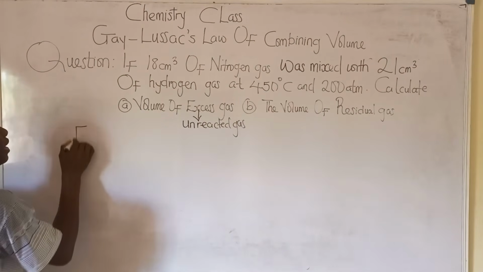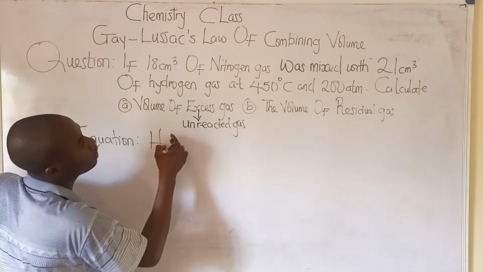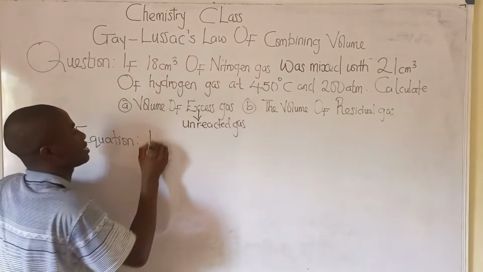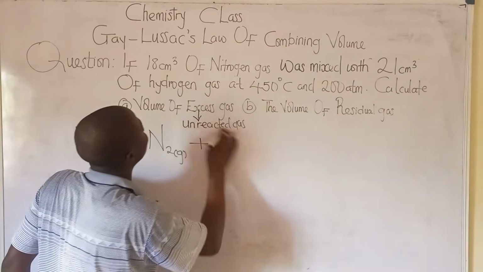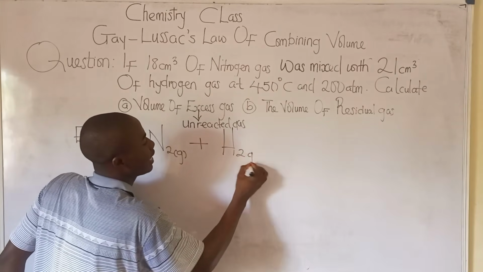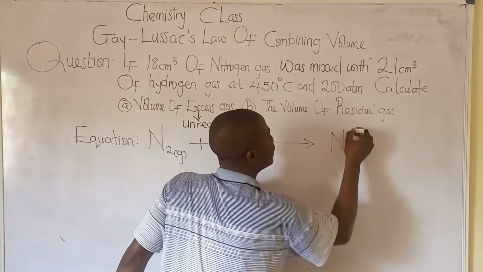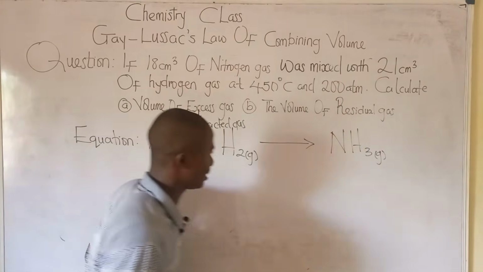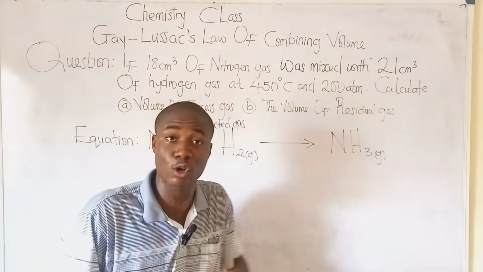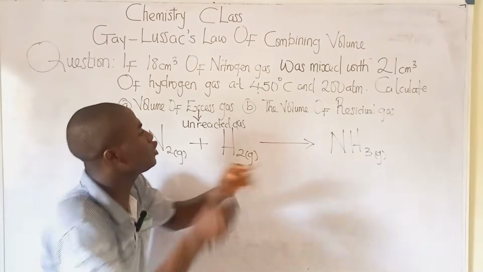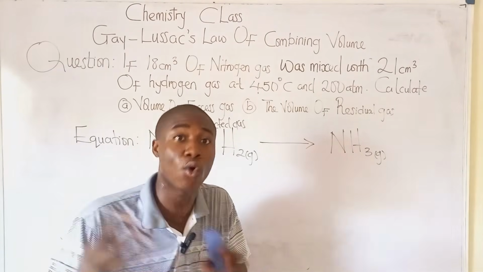So here will be the equation. From this reaction, first, nitrogen gas, N2, you must put the word gas, reacted with hydrogen gas. And as I earlier said, our product here is ammonia, NH3 gas. For this reaction to work optimally, it must occur at 450 degrees Celsius and 200 atm. And for it to form ammonia quickly, we use a catalyst. A catalyst speeds up the rate of a chemical reaction.